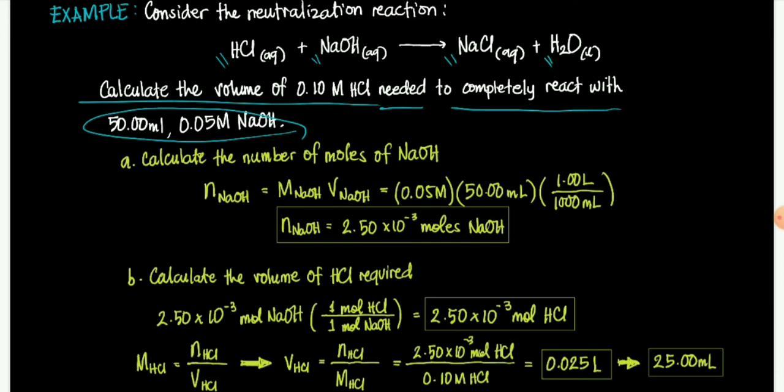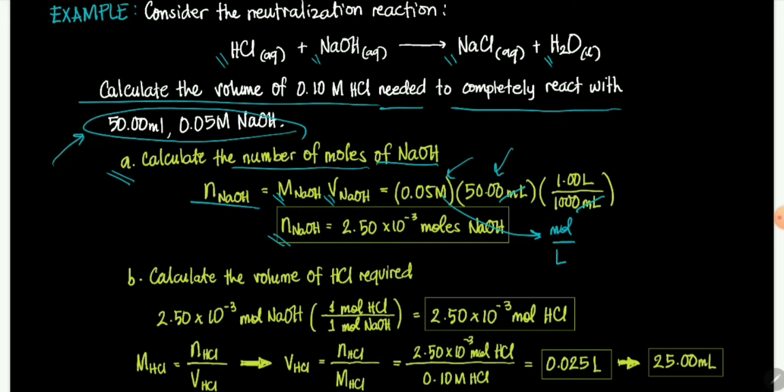So first, let's calculate the number of moles of sodium hydroxide kasi given na yung volume niya at saka yung concentration. So the number of moles of sodium hydroxide in this volume is the molarity of sodium hydroxide times its volume. So that's 0.05 molar times yung 50 ml, pero i-convert muna natin yung 50 ml sa liters kasi yung molarity ay moles per liter. So dapat liters yung i-multiply mong volume. So that's 50 ml times 1 liter over 1,000 ml. So makakancel yung ml. So after nyo makalculate yan, you will get 2.5 times 10 to the negative 3 moles of sodium hydroxide.